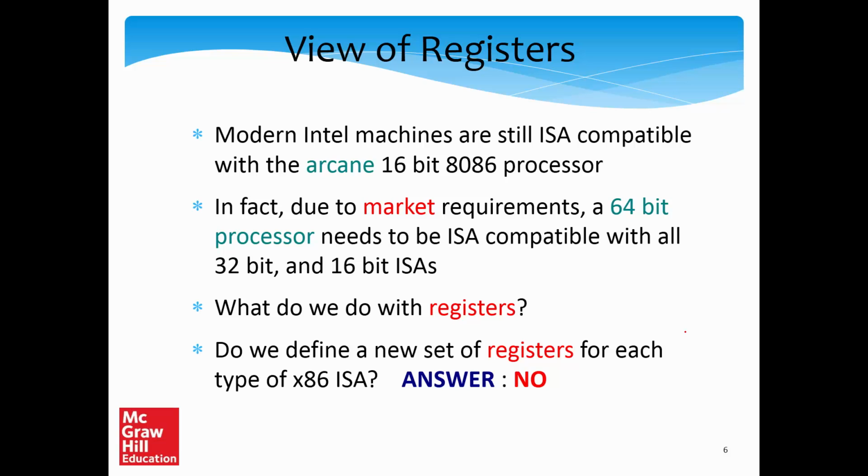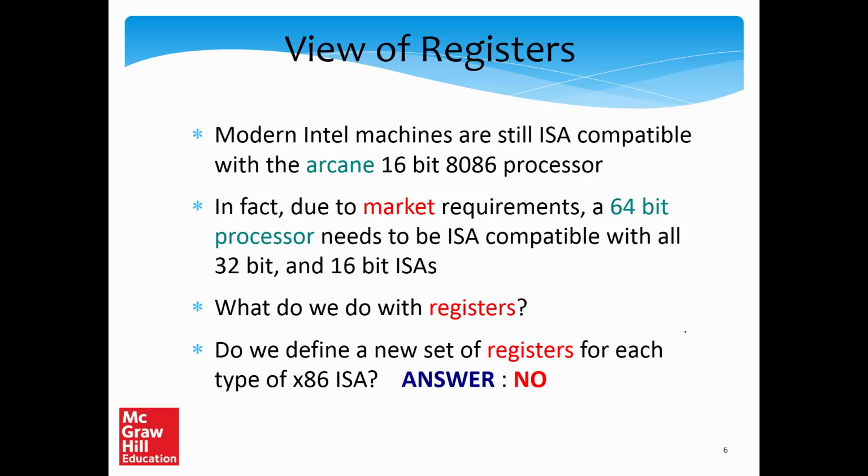And the market requirement is as follows. Let's assume that a certain company has a lot of programs written for 32-bit processors, and because they need some additional performance, they buy a newer processor from Intel. And this newer processor has a 64-bit ISA. It would be a very bad idea for the company to discard all of its code and essentially rewrite or recompile the code for the newer processor. There are several reasons for this.